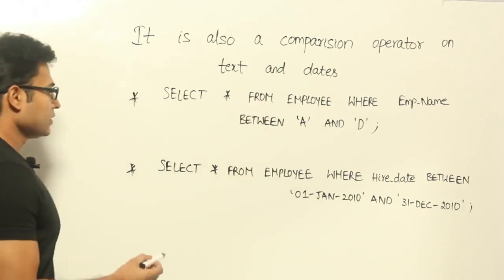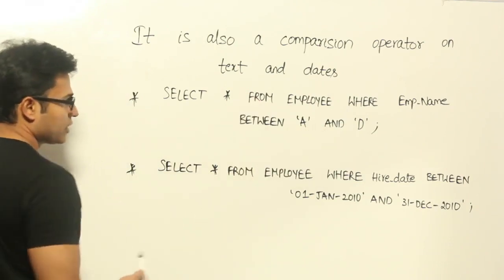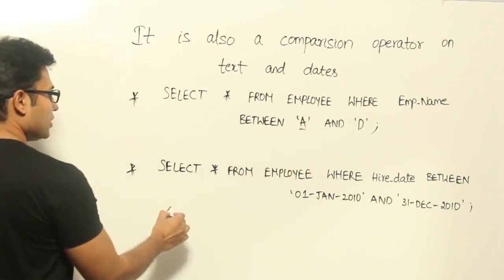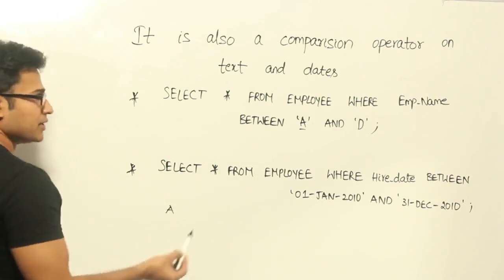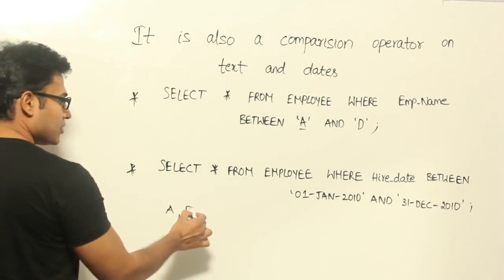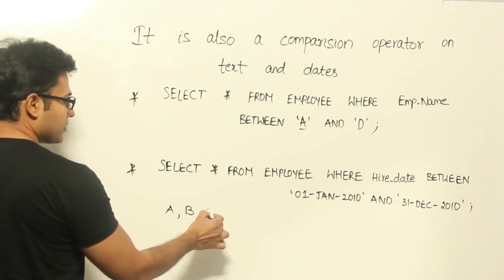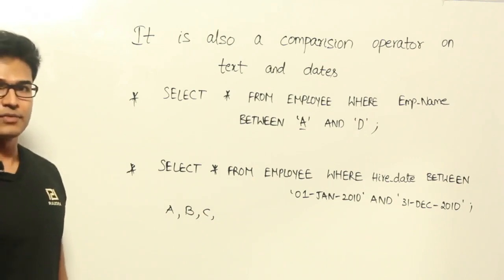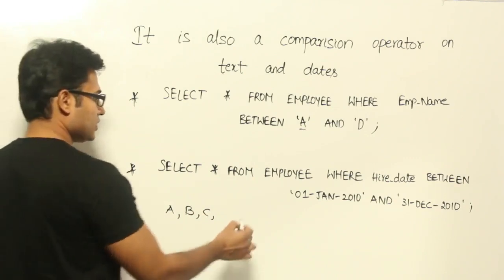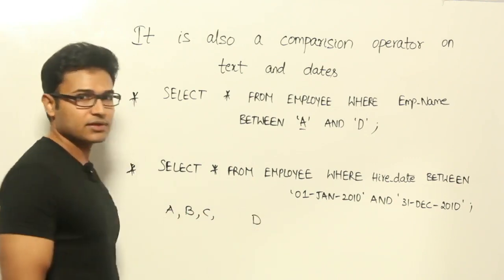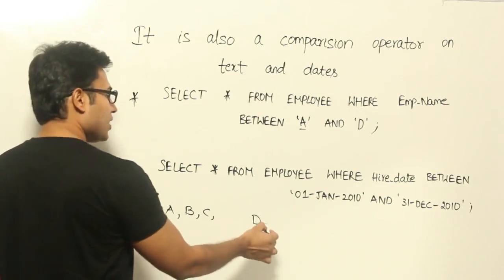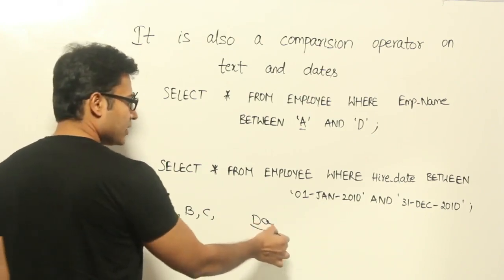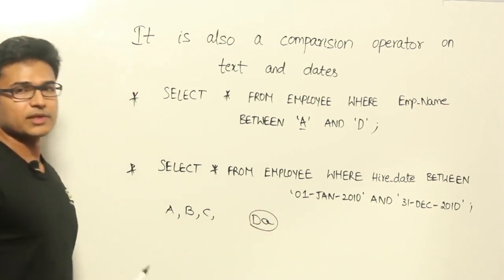If you have names like this, whatever names start with A will all be considered and displayed, all the names starting with B will be considered and displayed, and all the names starting with C will be considered and displayed. And coming to the names starting with D, if you have a name which is only D and nothing else, that will be displayed. But if you have a name like DA, this one is considered to be greater than D and it will not be displayed.